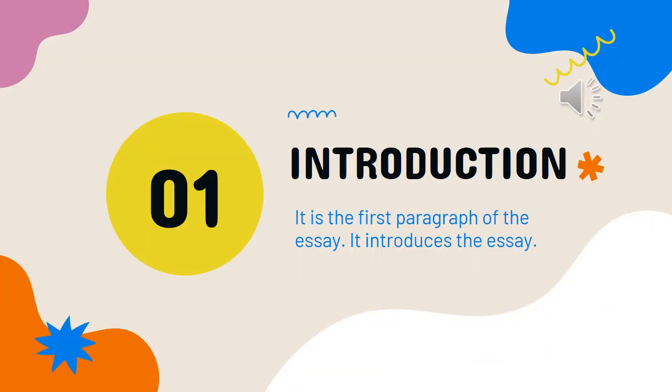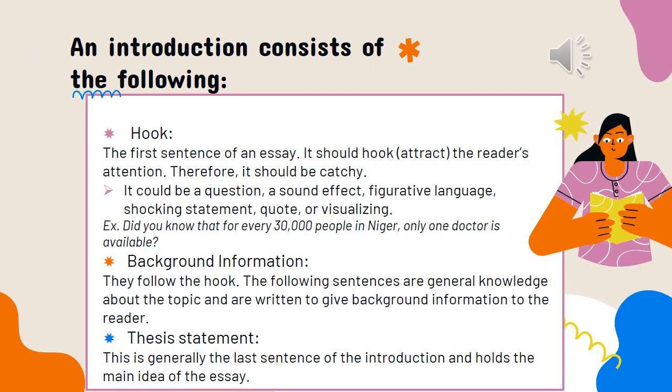So what is an introduction? The introduction usually is the first paragraph of the essay, and from its name, it introduces the essay. So in the introduction, I should be able to understand what this essay is going to talk about. An introduction consists of different parts. They are the following. First, we have what's called a hook. A hook is the first sentence of an essay, and as we said, it's the first sentence of the introduction. And the introduction is already the first paragraph of the essay.